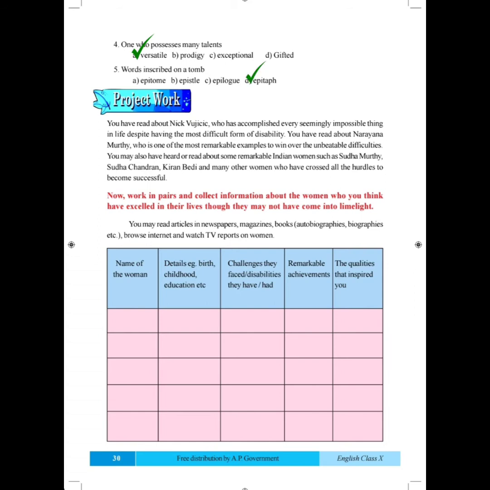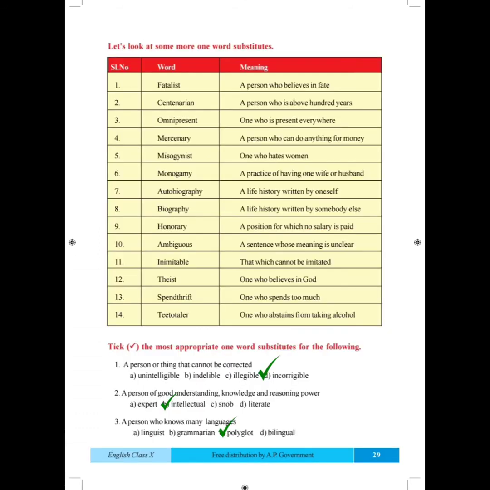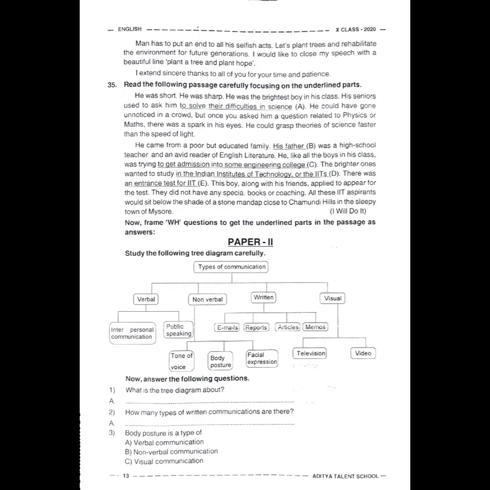Hope you understood these one word substitutes. You need to learn these 5 as well, along with those 14. And please memorize them, learn them, and you may use them in your day-to-day conversation. Let us open our study material.